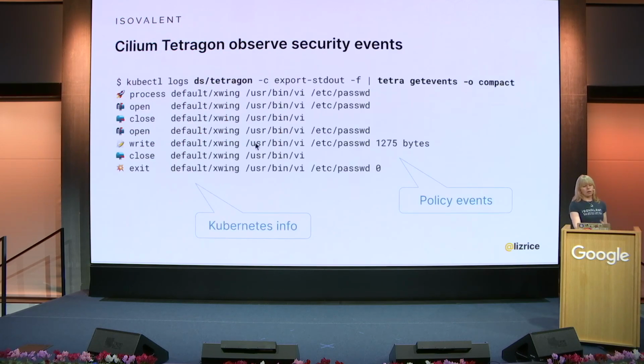So by default, we always get process starting and exiting events. And then you can see here a series of events that relate to a file being accessed in the etc. directory. We've also got the Kubernetes information. So we've got the namespace and the pod name. There's actually a ton more information in the non-compact version of this output.